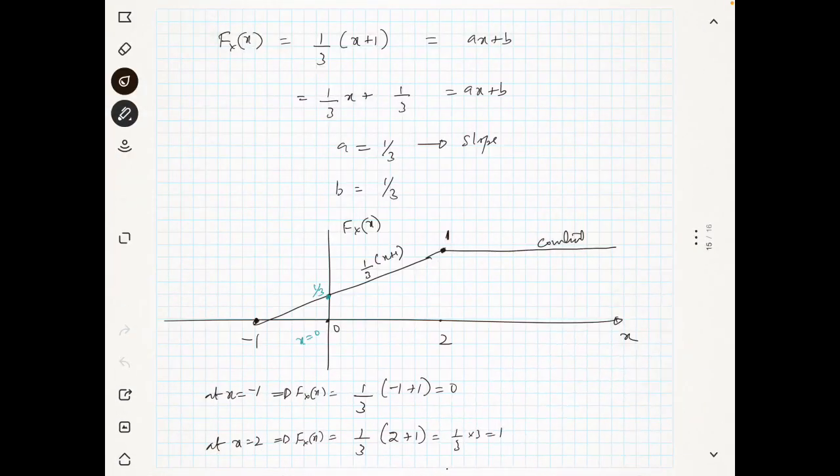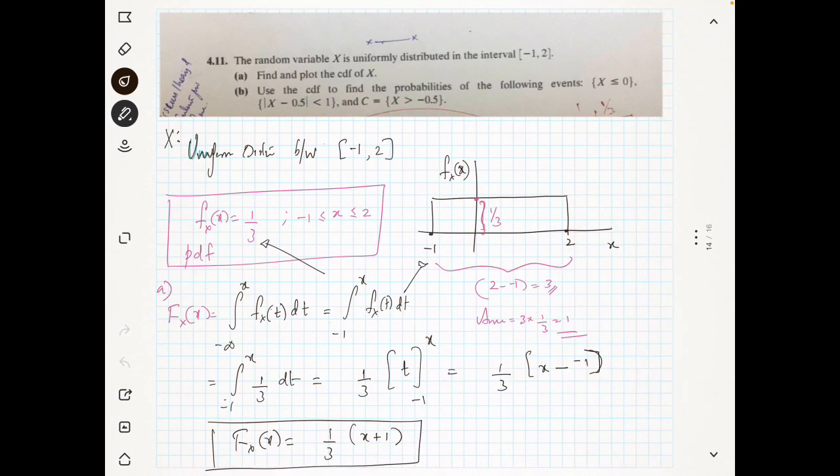So we will see the second part of the question. What is the second part? We have to find the probability that X is less than or equal to 0. The probability that X less than or equal to 0 is nothing but F_X(0), which is nothing but 1/3 into x plus 1. You put x equal to 0 here. So this is nothing but 1/3.